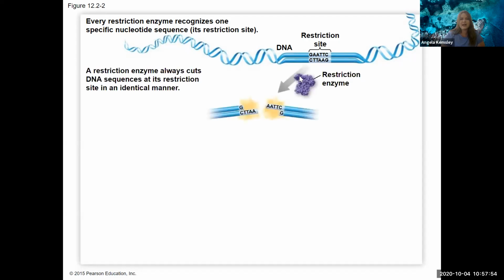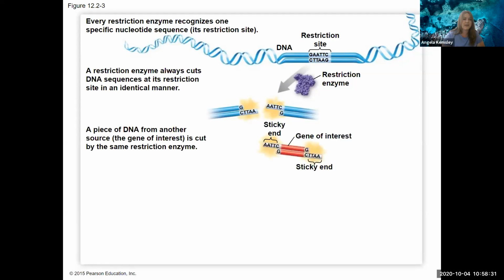So the restriction enzyme is going to recognize the specific sequence at this restriction site. And remember, the restriction enzyme is like scissors for DNA, and it is going to cut the DNA at that specific site. And it's always going to cut the DNA sequences at that restriction site in an identical manner. So if you're reusing the enzyme, because remember, enzymes do not get used up, they do their business and then move on and get to do it again. So every time this restriction enzyme comes to a restriction site, it's going to be cutting the DNA in the same way. So we're going to be getting the same results each time, which is important when we're cloning since we're trying to get identical things.